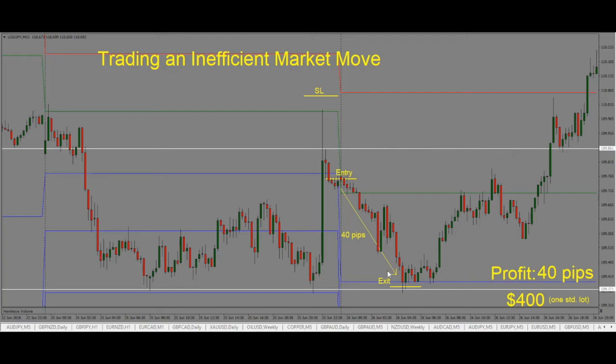Our take profit target would be where the price started from. In this case, we put it just before our support level here. So from entry to exit here, we get 40 pips in our trade.